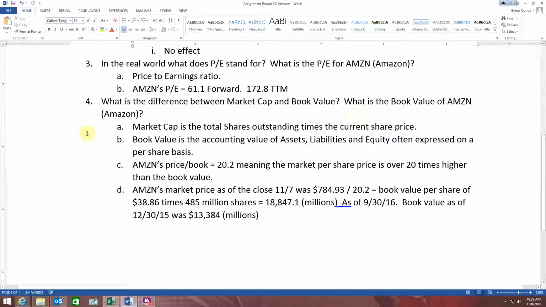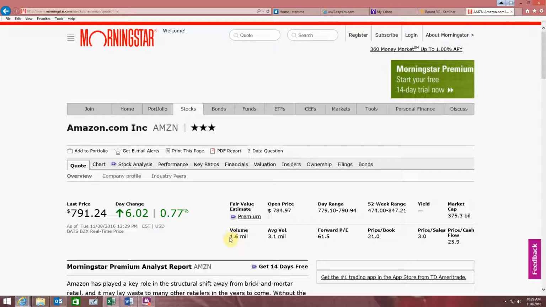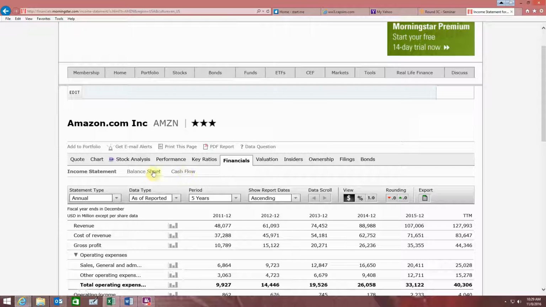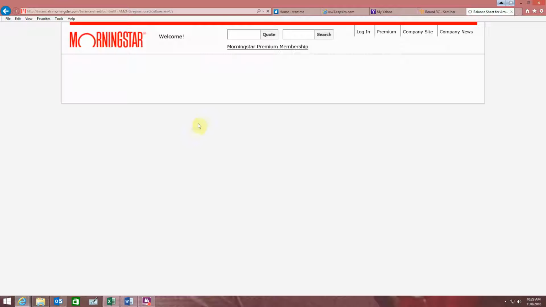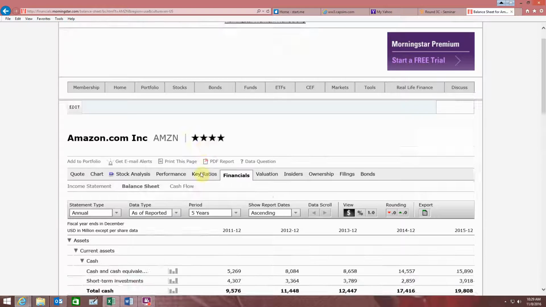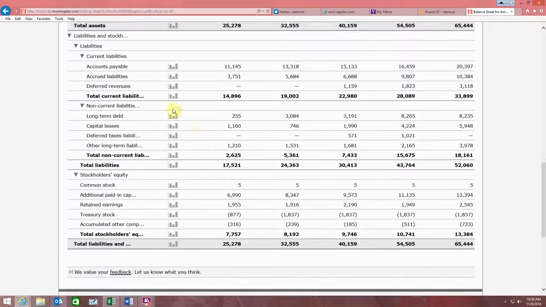So that's market cap. Book value is the accounting value of assets, liabilities, and equity, often expressed on a per share basis, but we can express it in a couple different ways. So let's take a look at financials here. When I'm looking for book value and the accounting value, I've got to look for the balance sheet. All I'm really looking for there is owner's equity. The owner's equity is always at the bottom.